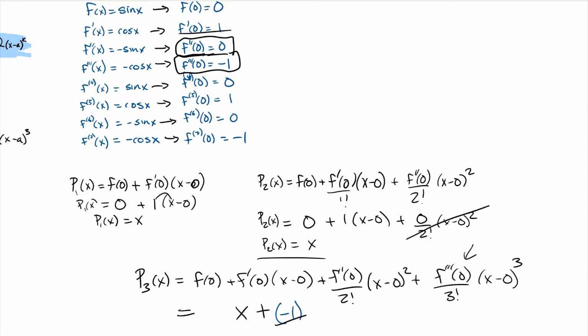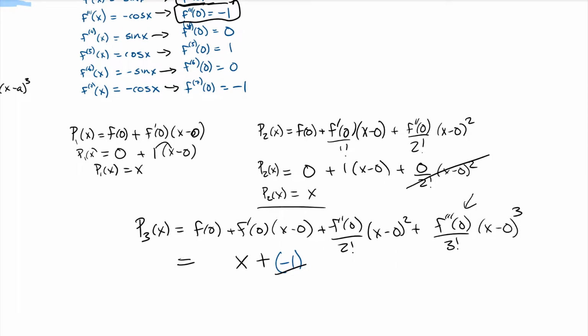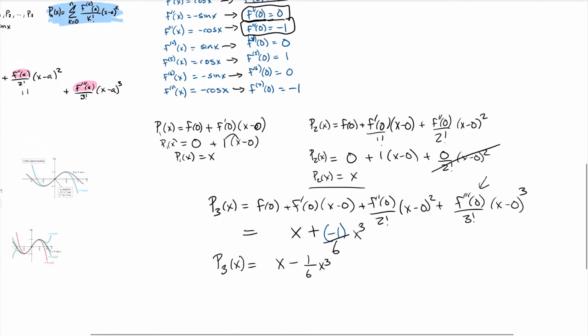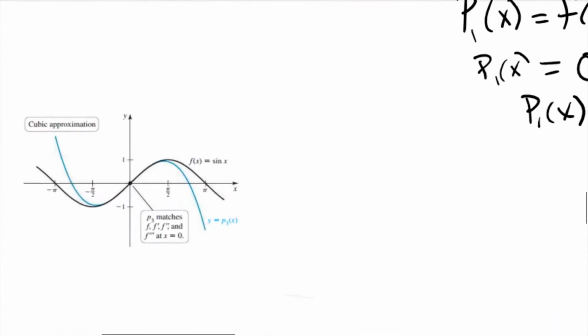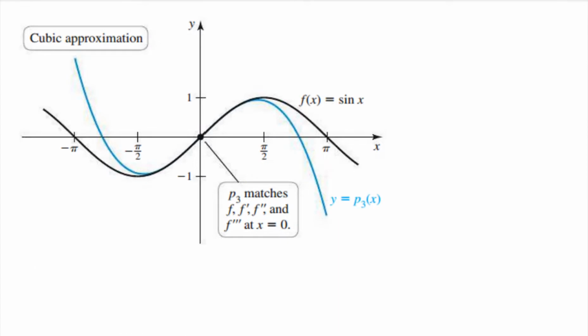Over that 3 factorial. Does anybody know 1 times 2 times 3? That's 6. And then we have x minus 0 all cubed, so that's x cubed. So we can say our third term, we can maybe call this x minus 1/6 of x cubed. That's a cubic. That's a good cubic. So it looks like we don't end up with any quadratics. And then we can look over here and say, there's your cubic approximation.